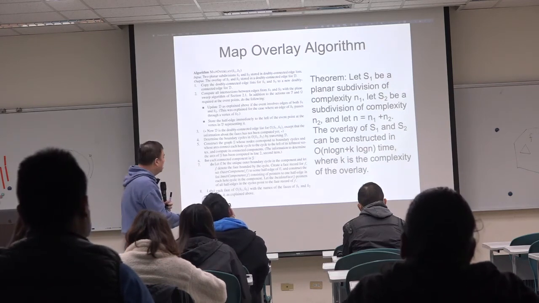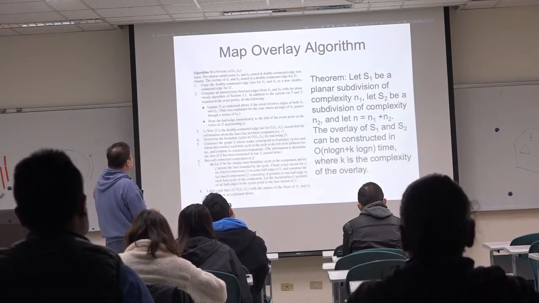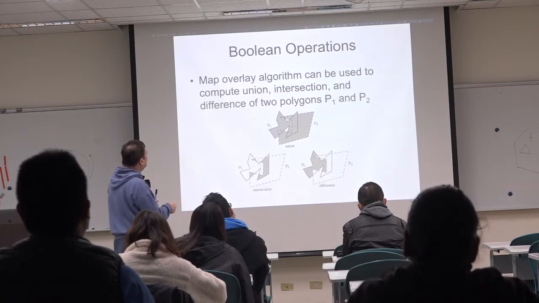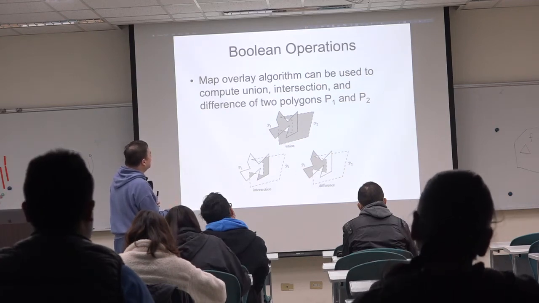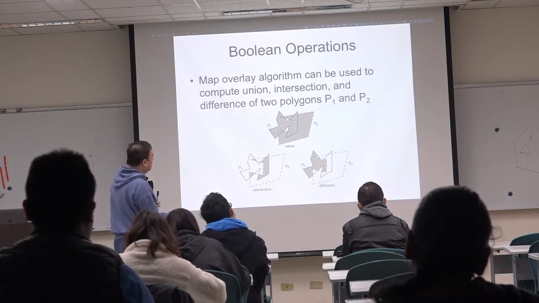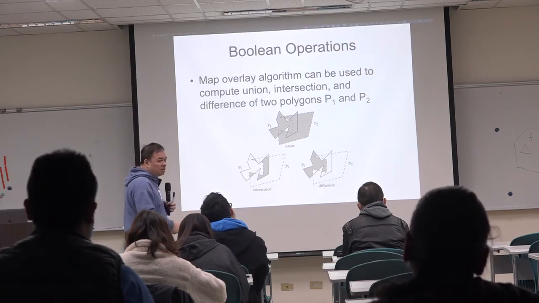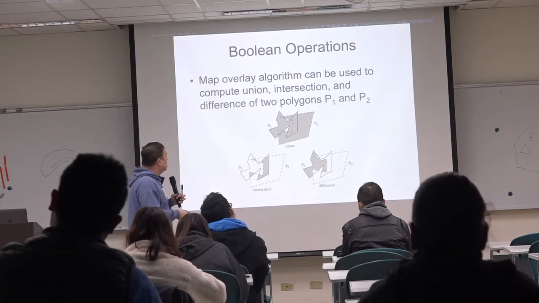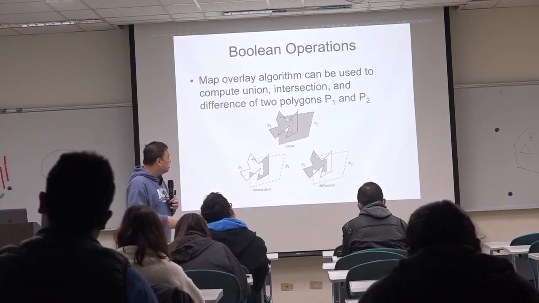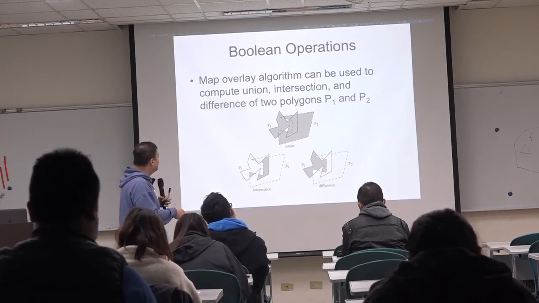The complexity of the overlay is bounded by the number of intersections. So that's it. You can also do something called Boolean operations, meaning computing the union, intersection, or difference of two polygons. If you're interested, you can check this out yourself. We are really running out of time.